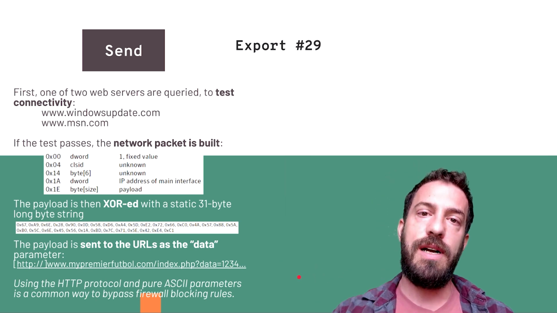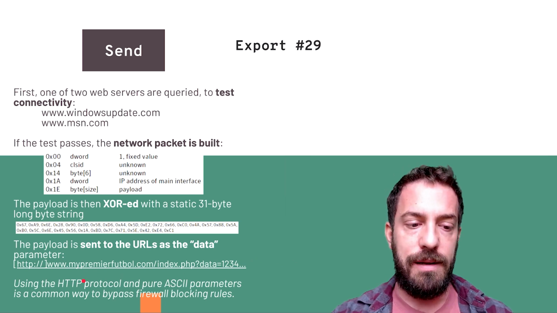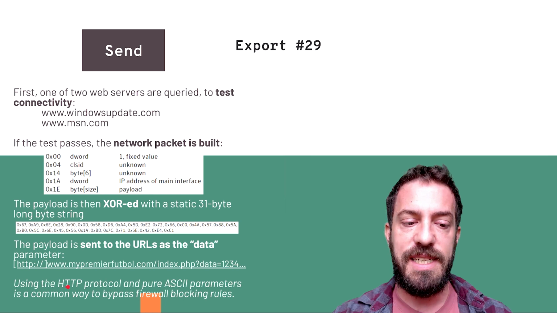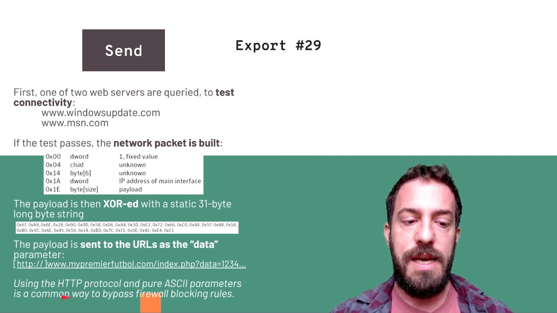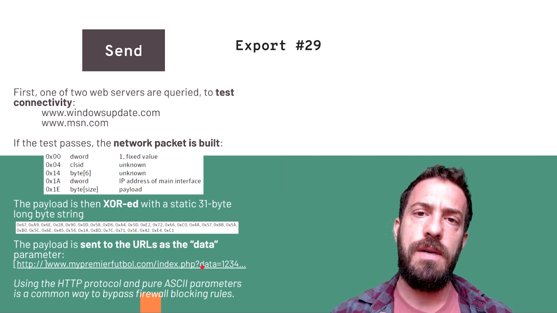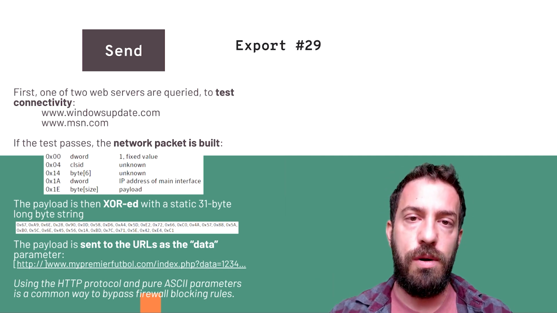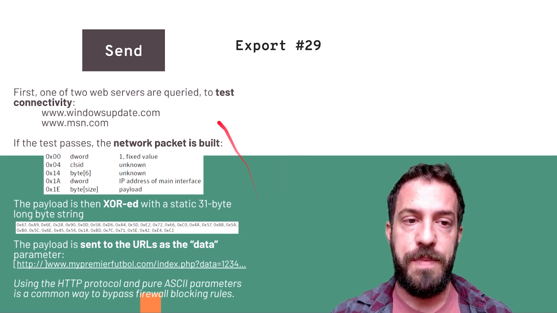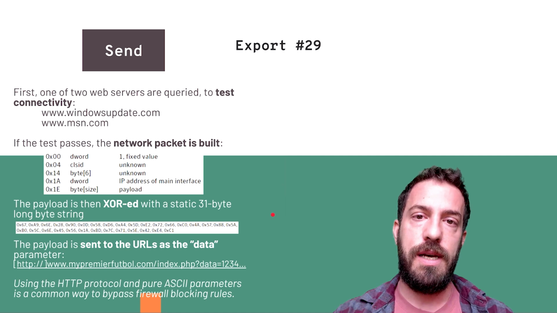So when you send your URL out for access, the data sent will contain all the data we just discussed. And I'll repeat and emphasize that using the HTTP protocol and pure ASCII parameters, as you see here, this is plain ASCII, that's a very common way to bypass firewall blocking rules, because this is expected network traffic. Very often when you talk to a website, you click on something, or you're sending information about what you want the website to be responding to. So this is how Stuxnet is sending data to the command and control server.